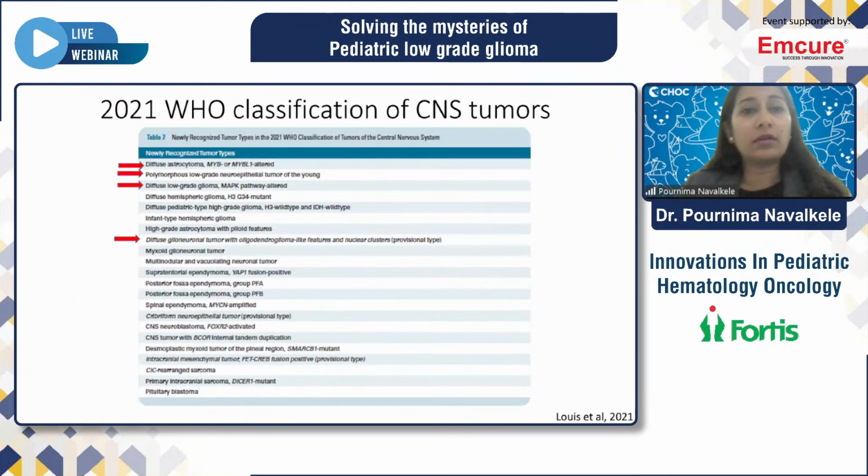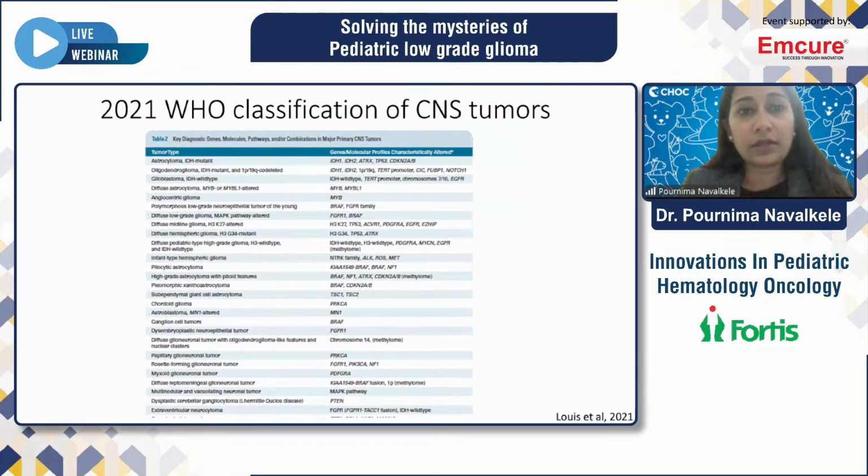This is one of the tables which is part of the 2021 WHO classification, where there are some of the newly recognized tumor entities such as diffuse astrocytoma, MYB or MYBL1 altered, polymorphous low-grade neuroepithelial tumor of the young, which is called PLNTY, diffuse low-grade glioma MAPK pathway altered, or diffuse glioneuronal tumor with oligodendroglioma-like features and nuclear clusters. This table basically goes through all the details of what are the specific genetic or molecular characteristics of the specific tumor type. I would not run through all of that, but as you can see, IDH, MYB, FGFR, BRAF are the predominant type of alterations.